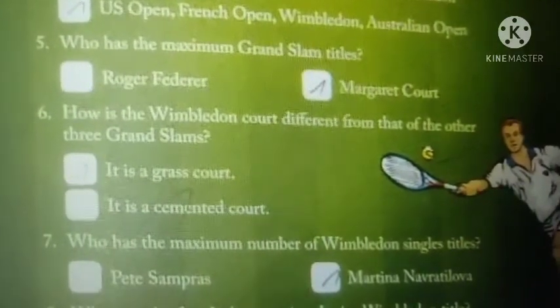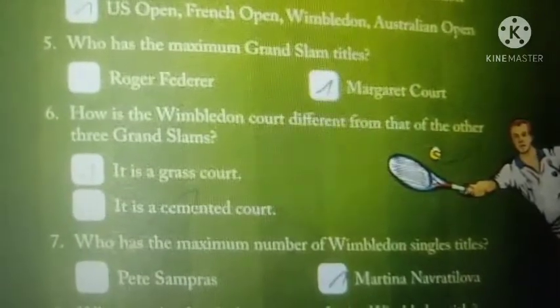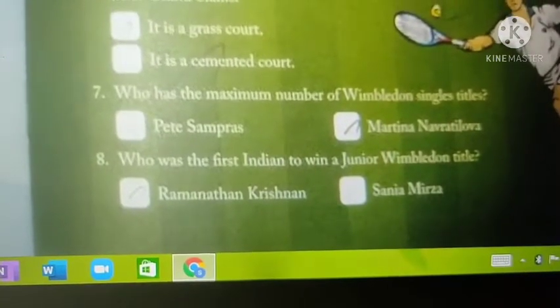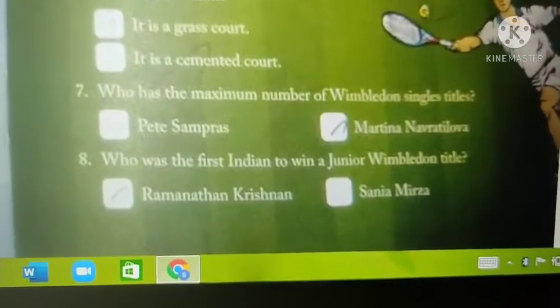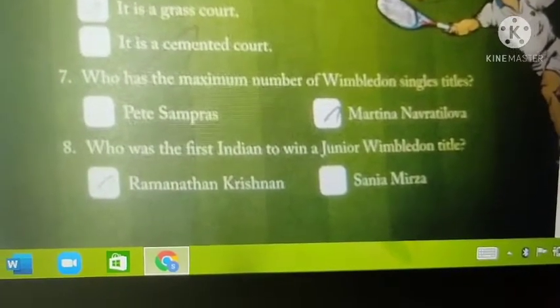How is the Wimbledon court different from that of the other 3 Grand Slams? It is a grass court. That's all. It will be full of grass. Seventh one. Who has the maximum number of Wimbledon singles titles? Martina Navratilova.